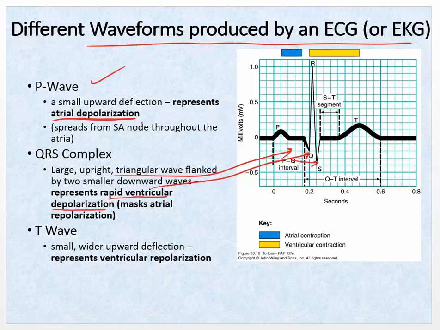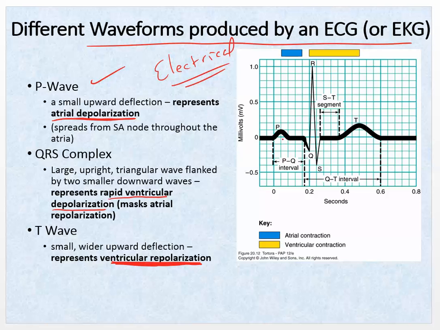Now, something to notice. I'm not saying contraction. I'm saying depolarization, because an EKG is measuring electrical information. Okay? And then there's the T wave. We've already mentioned it. That is repolarization of the ventricles. And remember, this is the other trick question.